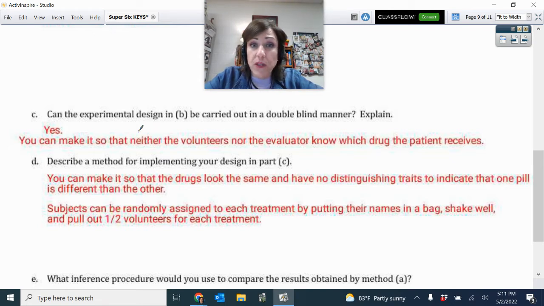How could you actually accomplish that double blinding? And so I said yes, but here's what that means. See, I'm communicating what that double blind means.